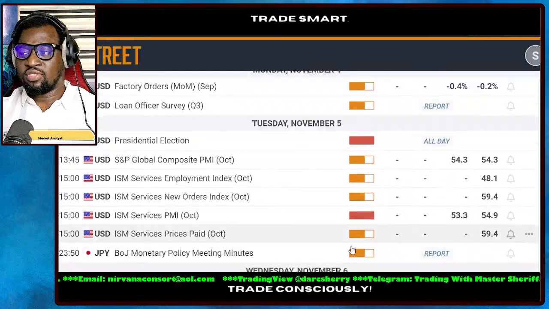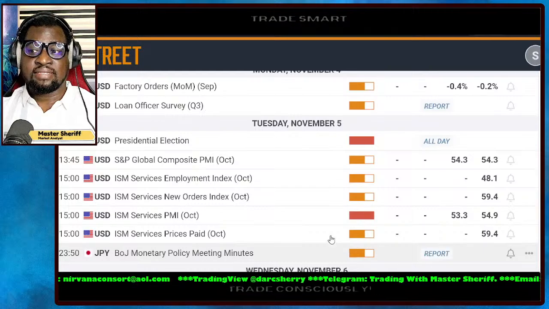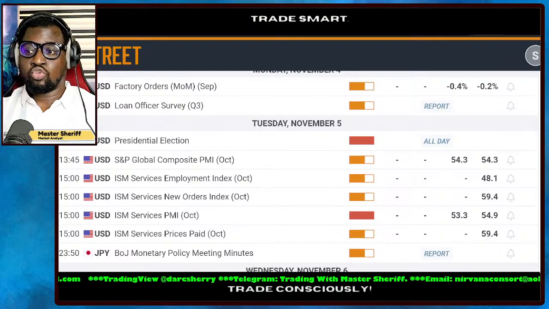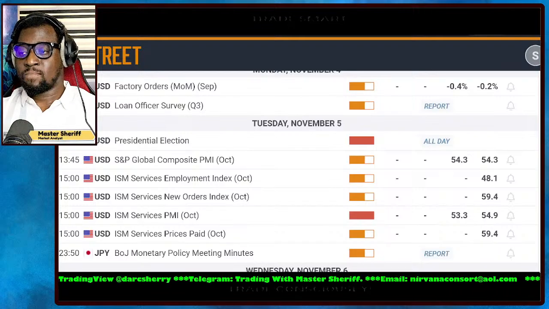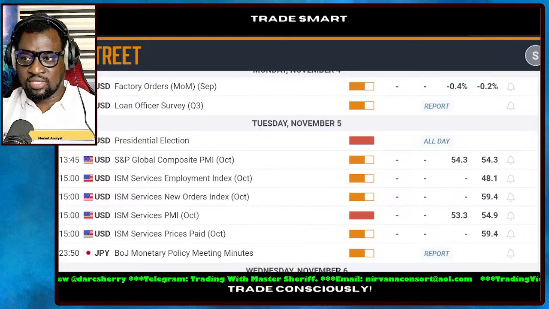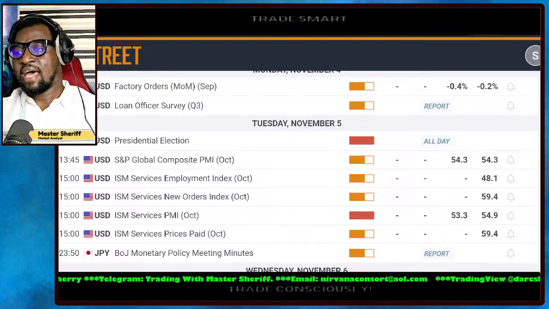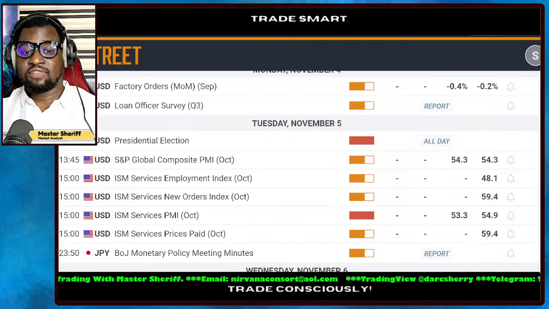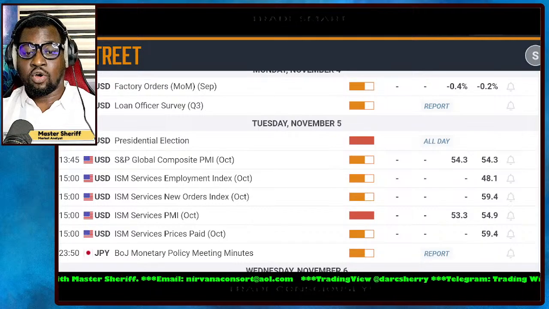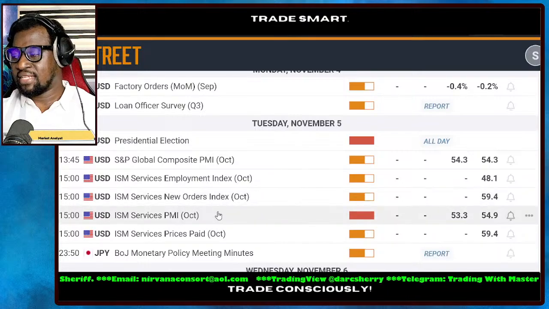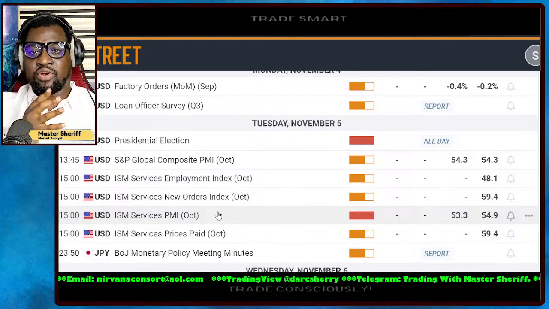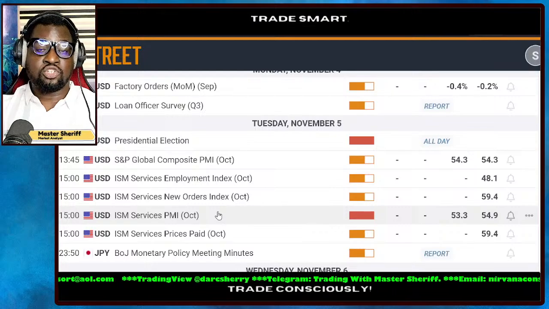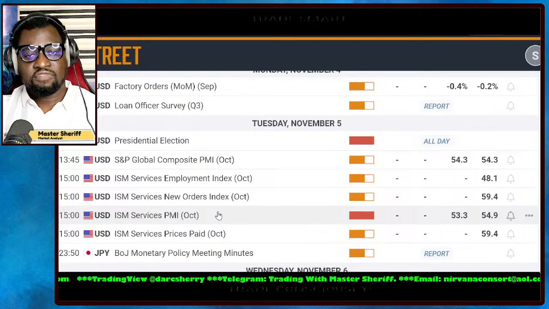Then on Tuesday, tomorrow, we're going to be looking at the ISM Services PMI from the United States. Now, for those of us who do not know what this is all about, this is a Purchasing Managers' Index report, and it's a monthly report, of course. The ISM Services PMI gives us an insight into the health of the service sector in the United States. So it's an index where the rating is between 0 and 100, and anything above 50 shows that there is an expansion in that sector. And if it's below 50, it shows that there is a contraction.